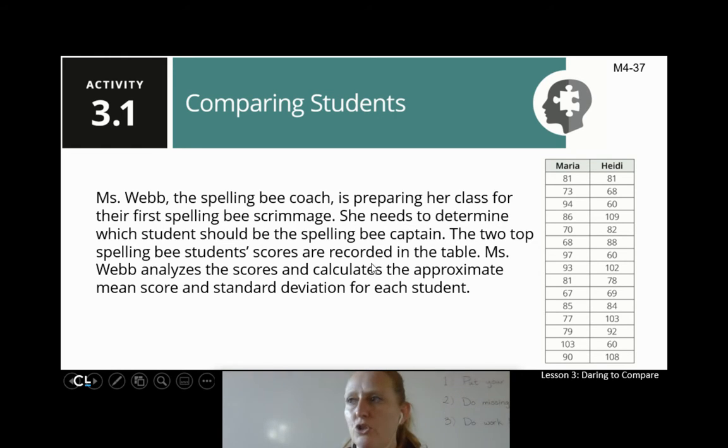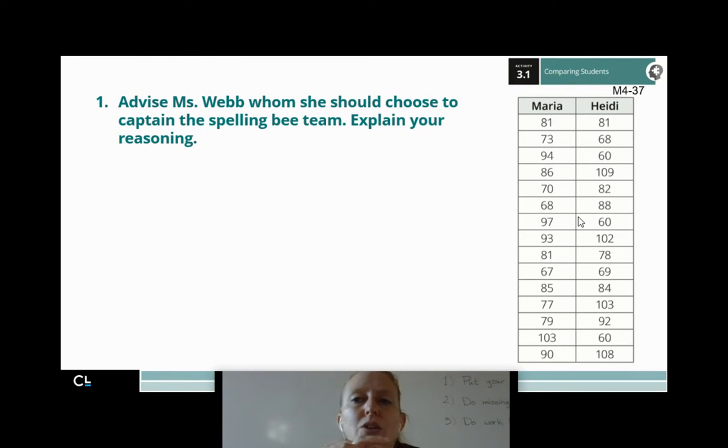But she's preparing for the first scrimmage, and she needs to determine which student should be the spelling bee captain. The top 2 spelling bee students' scores are recorded in the table. So these are her top 2, Maria and Heidi. These ladies got skills. Miss Webb analyzes the score, and what she does is she calculates the approximate mean score and standard deviation for each unit, for each student, I should say. So I would like you to advise Miss Webb whom she should choose to captain the spelling bee team.